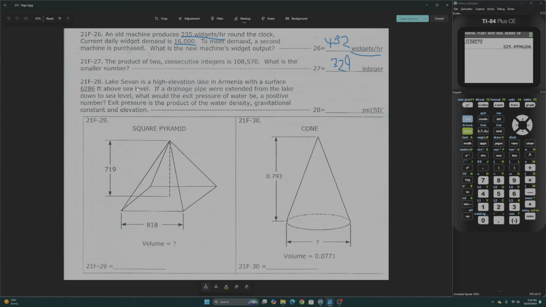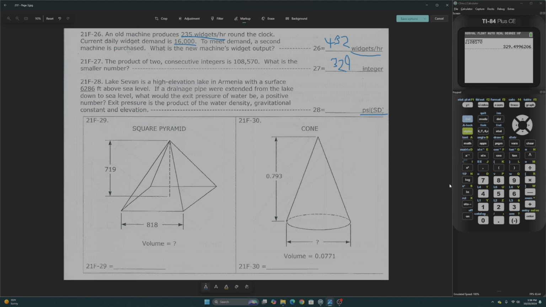329. Okay, then Lake Sevan is a high elevation lake in Armenia with a surface that much above sea level. So if a drainage pipe were extended from the lake down to sea level, what would the exit pressure be? Whew, I'm not so good with these problems, but let me see. I'm not too familiar with having to do PSI. This is new to me. Well, I'll come back to that. We'll see if I have time. I might give it like 10 minutes to see if I can figure it out later. But let's do 29 and 30 since these are the easy ones.